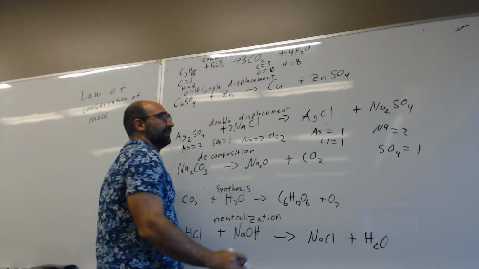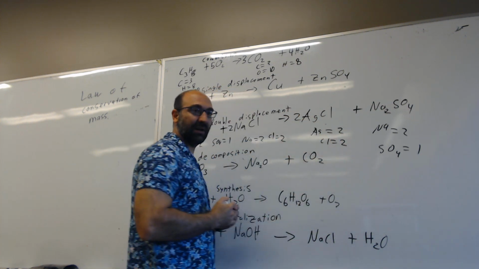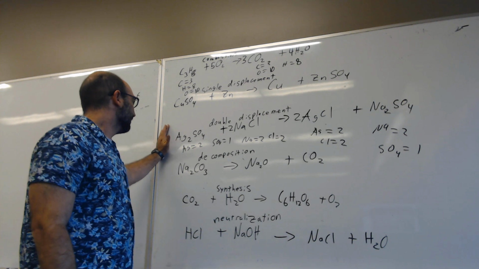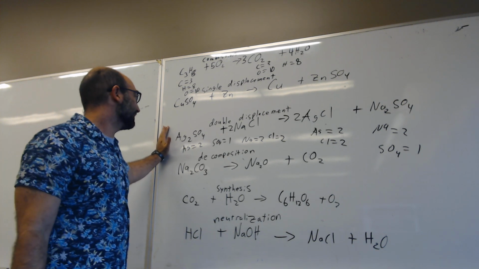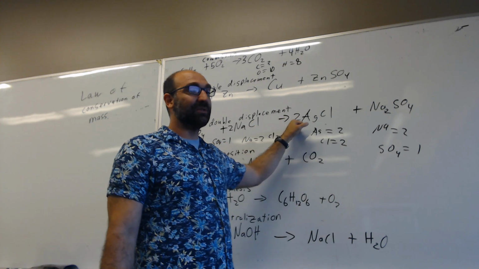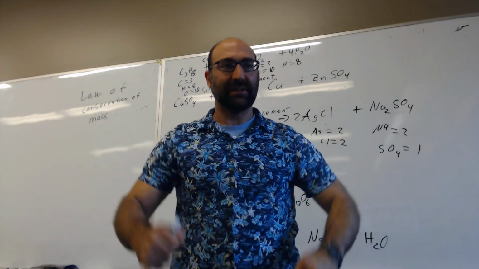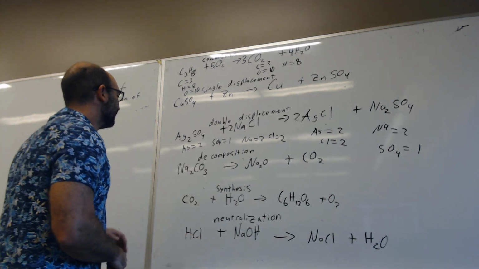And then I'm going to put a 2 here. And now what I have here is 1 mole of silver sulfate reacts with 2 moles of sodium chloride to produce 2 moles of silver chloride and 1 mole of sodium sulfate. Yay! Balanced! All right.